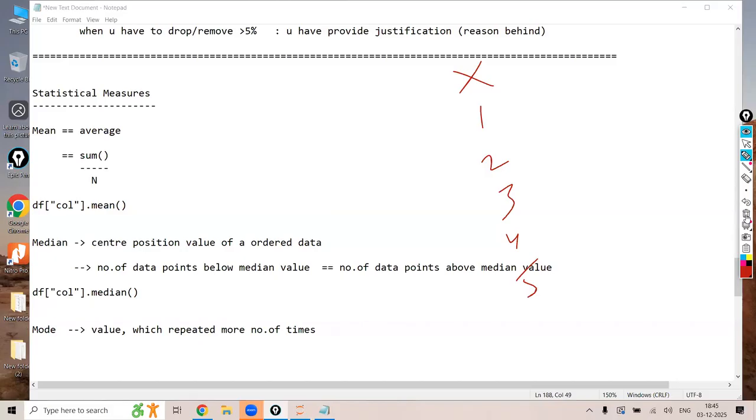Are the points clear, guys? Everyone, one by one, right? So in the given data, you may have one mode, you may have multiple modes.